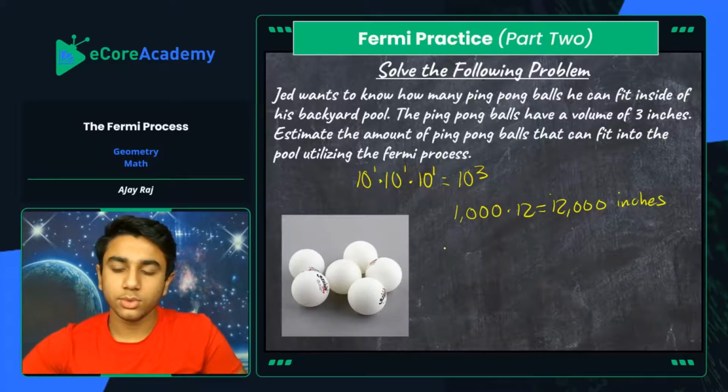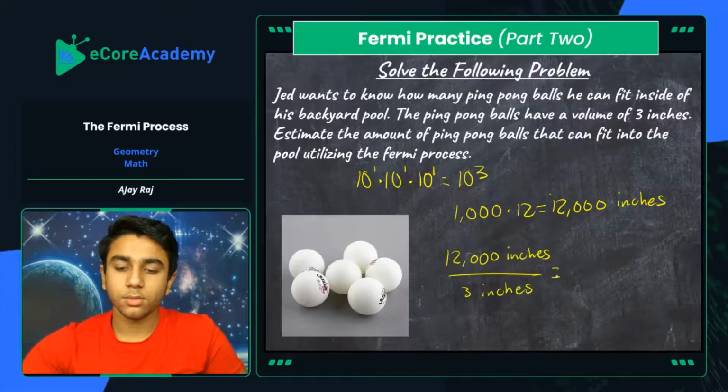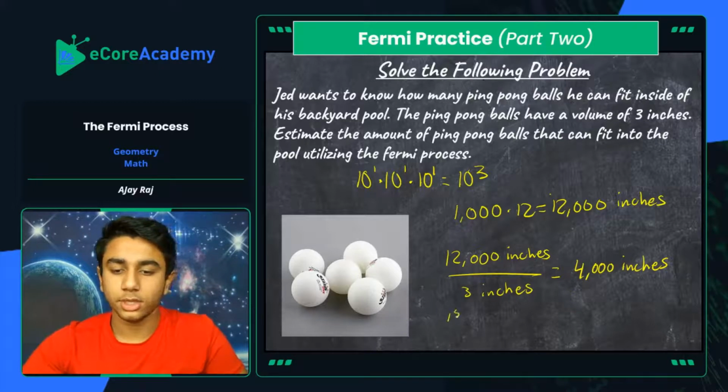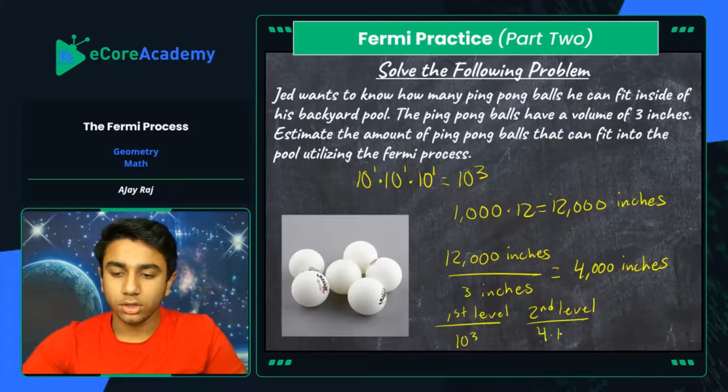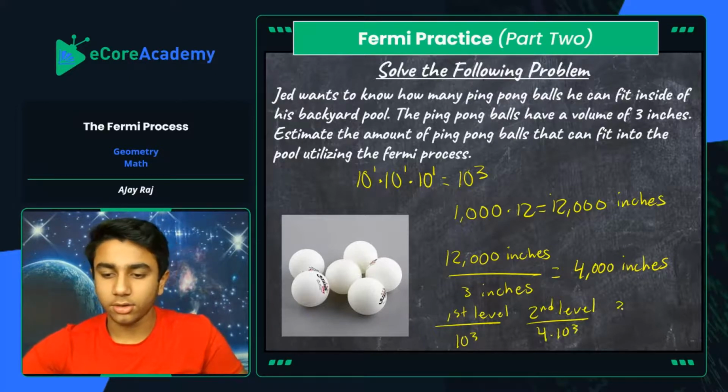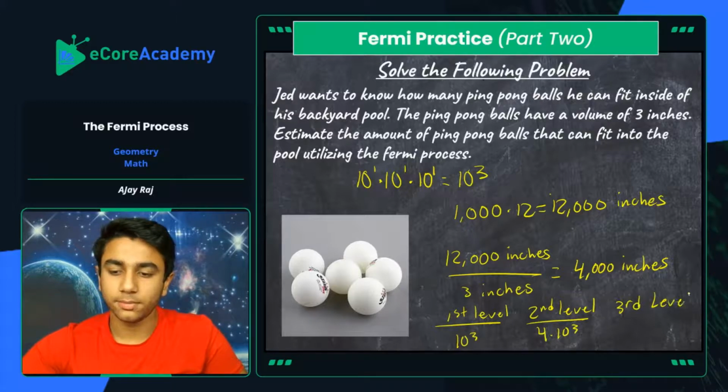Now what we're going to do is divide 12,000 inches by our 3 inches. And then we're given a value of 4,000 inches. Now we're going to estimate the amount of inches in terms of our Fermi process. So the first level would be 10 cubed. The second level would be 4 times 10 cubed. And our third level would merely be 4 times 10 cubed as well.